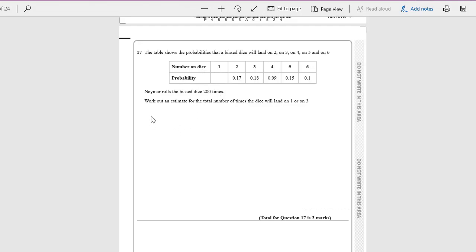So we know that the max probability equals 1. So it's going to be 1 subtract 0.17, 0.18, 0.09 minus 0.5 minus 0.1. So that's going to give us P1. So P1 is going to be 0.31.